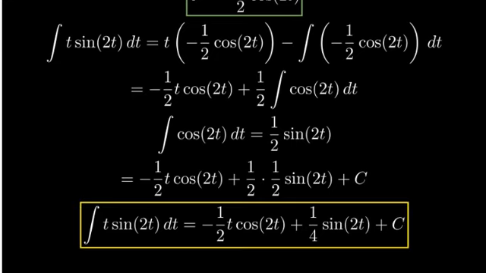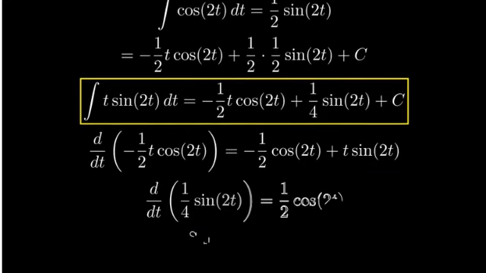2t plus C. Let's verify our answer by taking the derivative. When we differentiate negative 1/2 t cosine of 2t, we get negative 1/2 cosine of 2t plus t sine of 2t. When we differentiate 1/4 sine of 2t, we get 1/2 cosine of 2t. The negative 1/2 cosine of 2t and positive 1/2 cosine of 2t cancel out, leaving us with t sine of 2t, which was our original integrand.